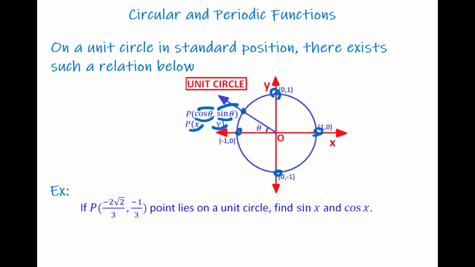To make it short, we can say that the first variable, which is x, is equal to cosine theta, and the second variable is equal to sine theta, where it is equal to y. Let's take a look at an example here. In the example, it says if we have such a point P and that point lies on the unit circle, then find sine x and the cosine x.